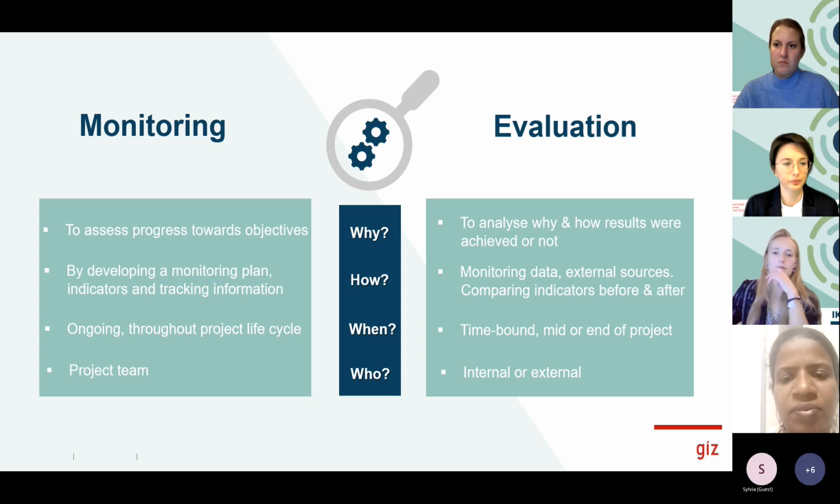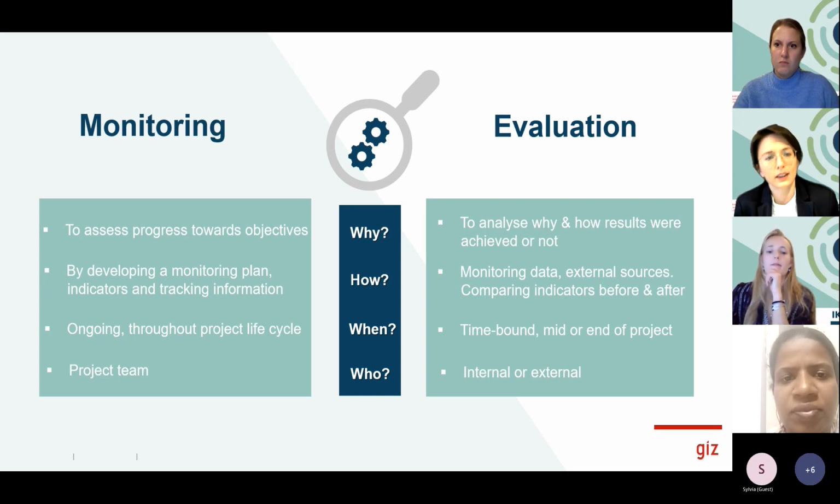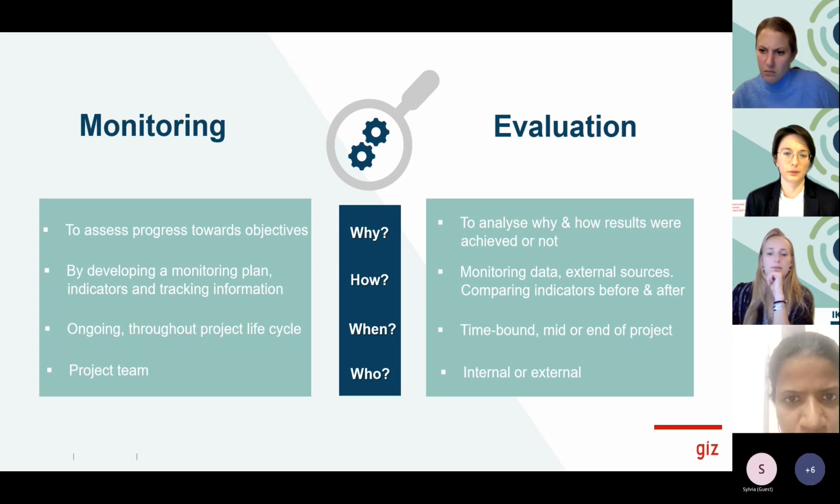How can we improve? So to do this, you set up a monitoring plan where you track your progress against predefined milestones and indicators on a regular basis.